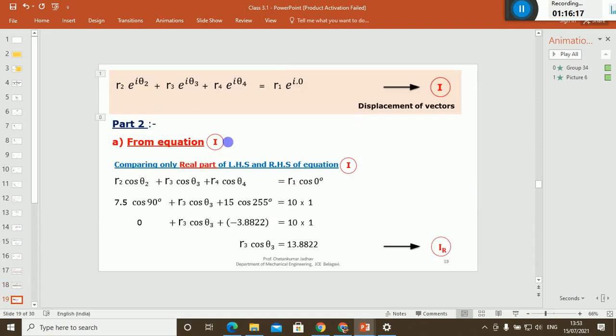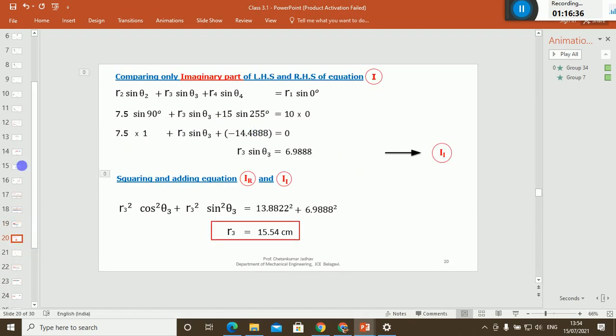In the second part of the problem, first I'll consider the first equation. I'll compare the real part of LHS as well as RHS. I'll get this one, that is the real part equation for the first equation, and I'll compare the imaginary part of the same equation.